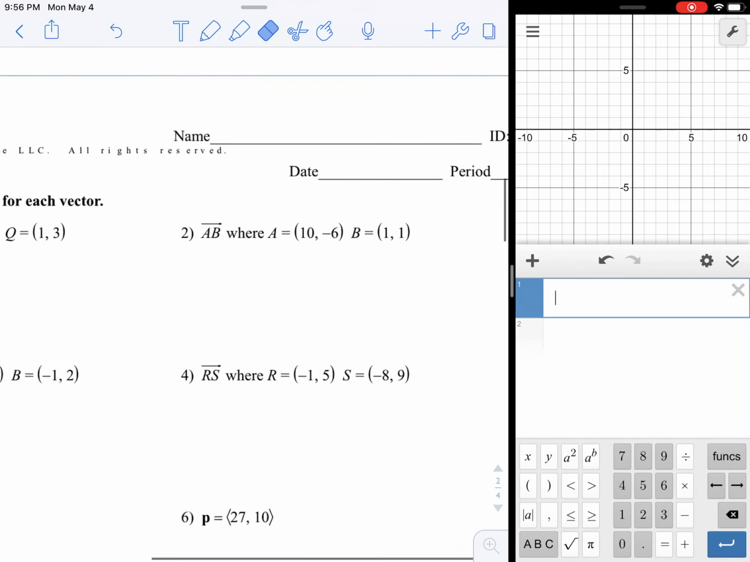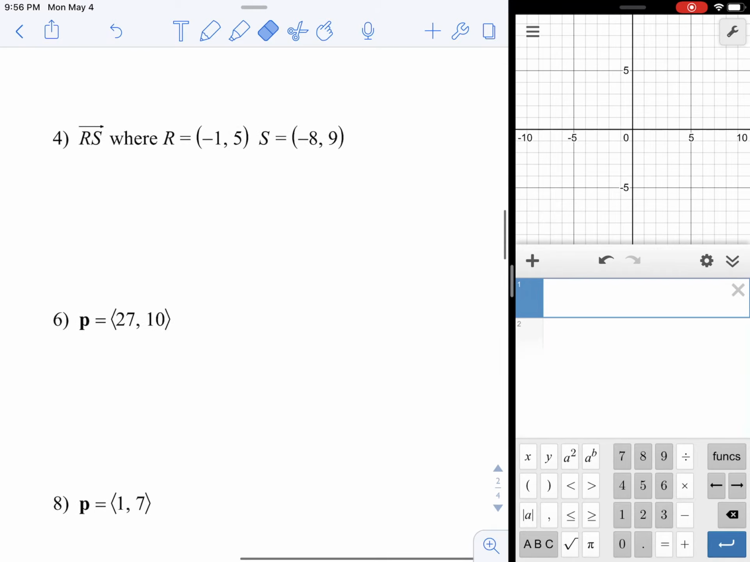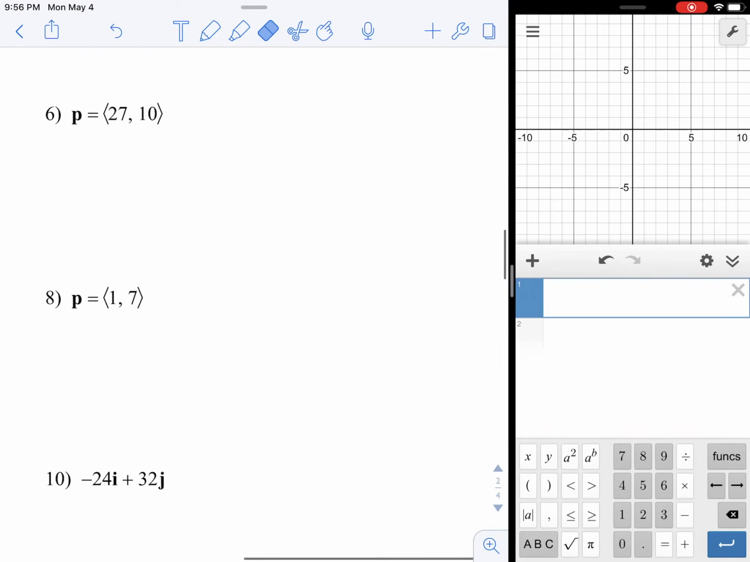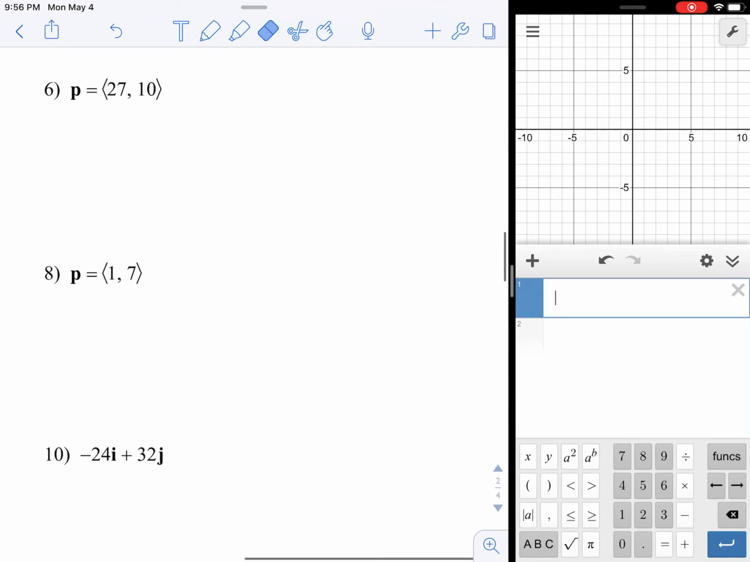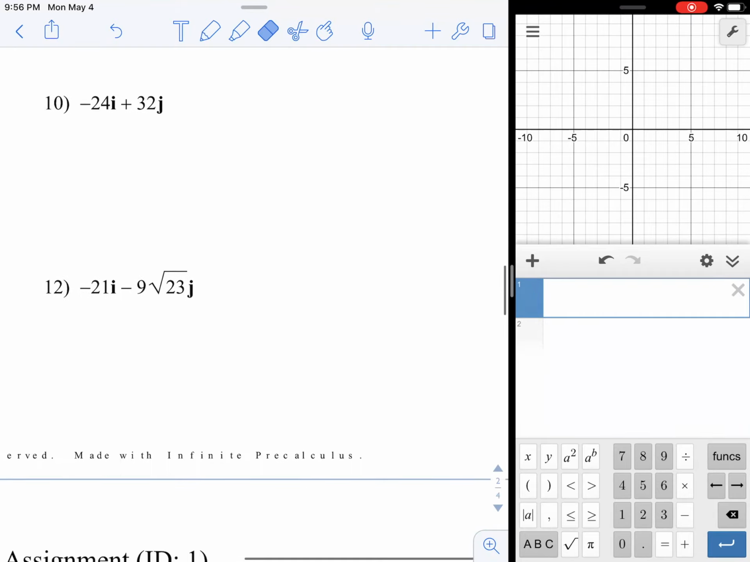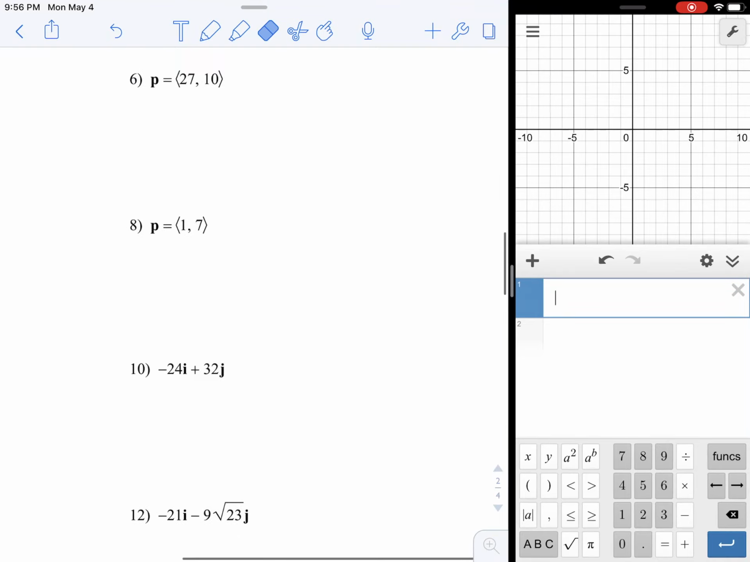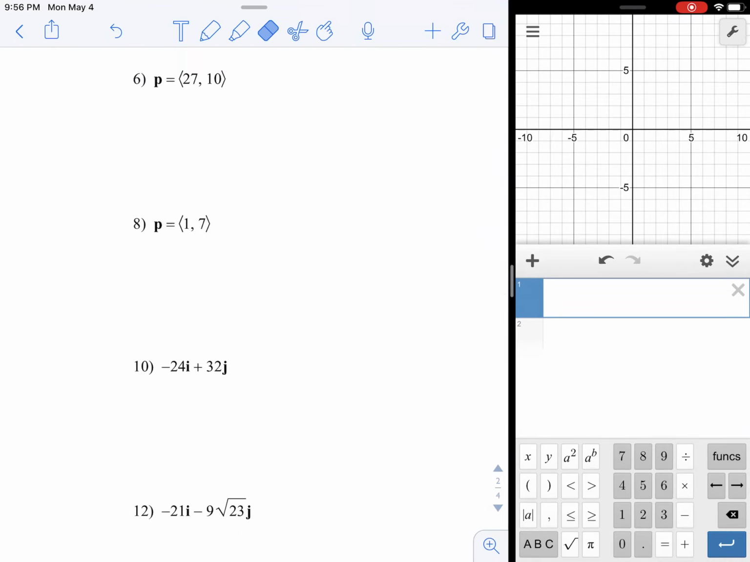The first two examples I'm going to do are the type that have a beginning point and an end point. So here A is the beginning point, B is the end point. You can tell because the arrow is over it. And then here, number 4, RS. Then we've got two component vectors, where you assume the beginning point is the origin, and then we have two in linear combination form, or the IJ form, which if you've been working right along, is basically the same thing. These are just two different ways of writing the same kind of thing.